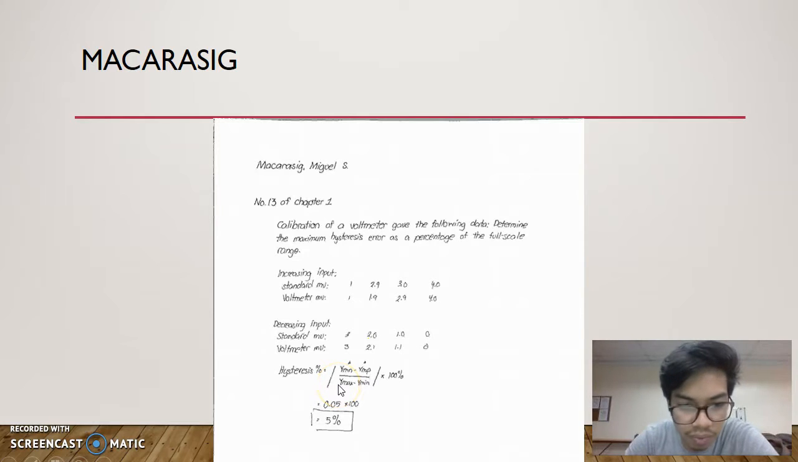So for the formula of hysteresis, it's the increasing midpoint y minus the decreasing midpoint y over the y max minus y min times 100. So by inputting the data, we can get the 5%.